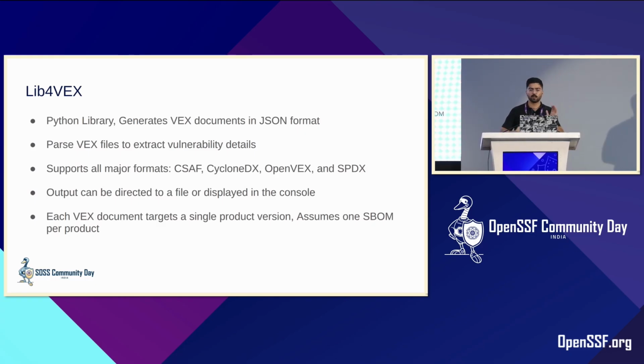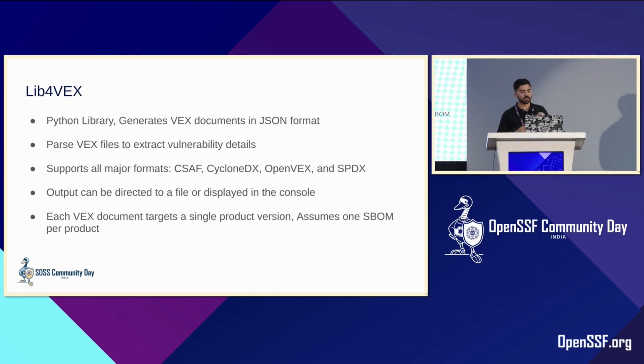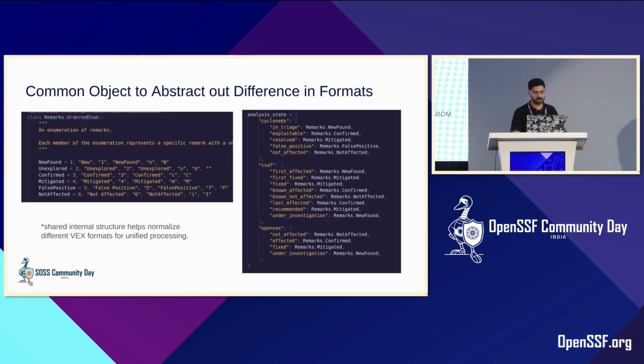So lib4vex is a Python library. It generates a VEX document in JSON format, and parses and extracts vulnerability details. You can actually use this library by itself also. Currently, we are using it as an under-the-hood module for CVE Binary Tool, but it can be directly used as well.